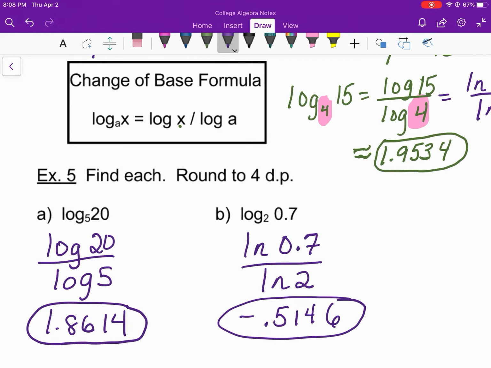So the notes were nice and short for this lesson. We're going to move into lesson 4.5 next, and that one will be solving equations. So we'll spend the most time on that lesson in this chapter.